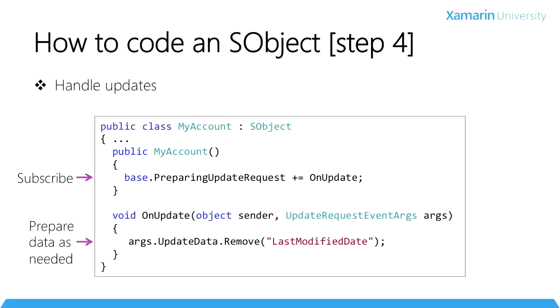Finally, you need to handle preparing update requests in your class. The client code should never have to deal with this event. Recall that working with SObject directly required the client to subscribe to this event on every instance. In our example, we're going to wire it up in the constructor of the class and then handle updates as needed.